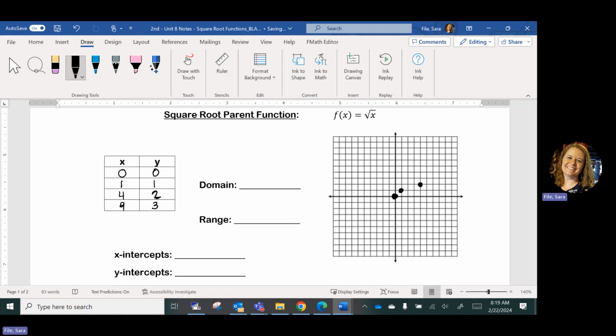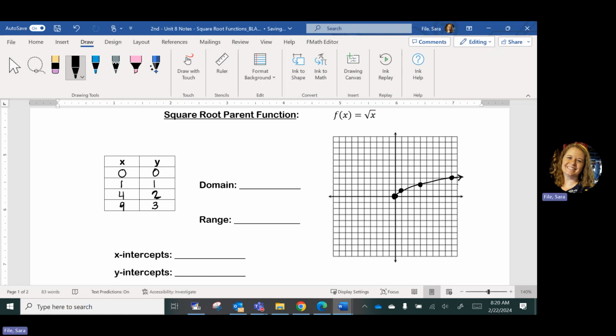So this table, do you see how it's like inverted from the quadratic, from the x squared table that we did last unit? Okay, it's like the x and y's just flipped. Do y'all see that? Okay, so let's plot that point at 9, 3. All right, so this is my parent function.